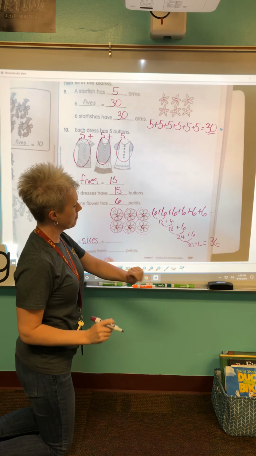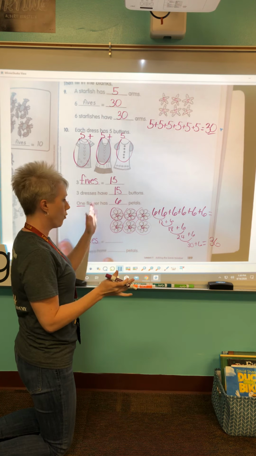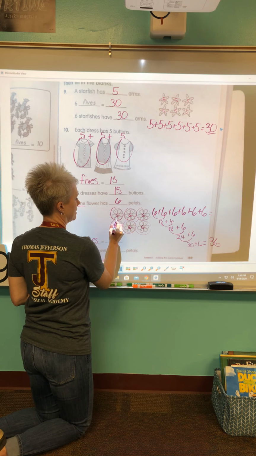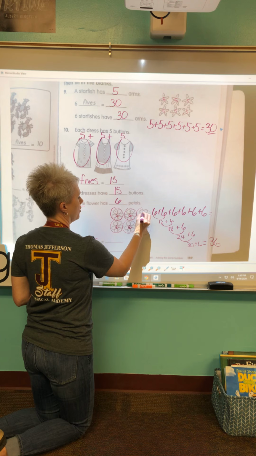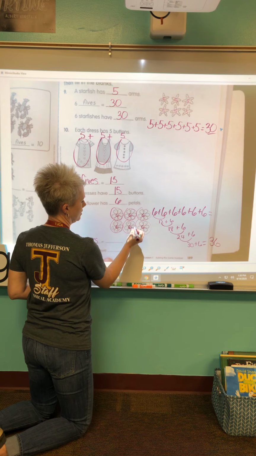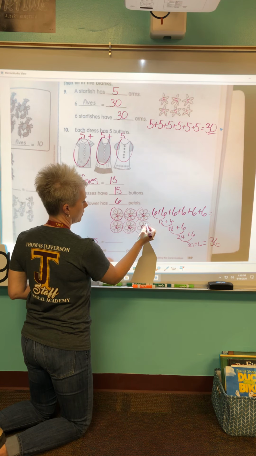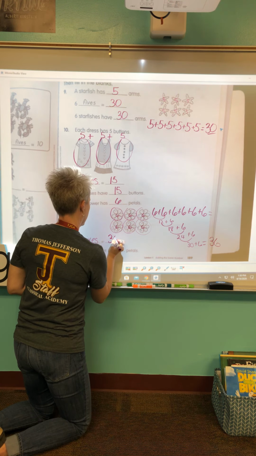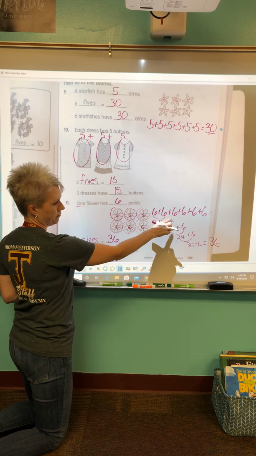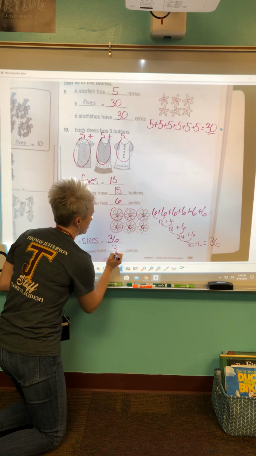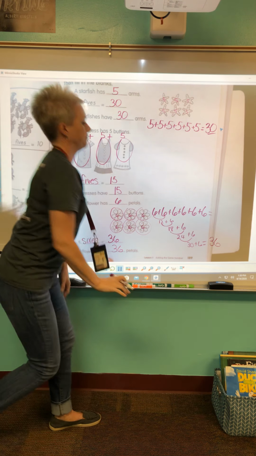If you add it up, that's one way, or we can go back and count all of our petals. 1, 2, 3, 4, 5, 6, 7, 8, 9, 10, 11, 12, 13, 14, 15, 16, 17, 18, 19, 20, 21, 22, 23, 24, 25, 26, 27, 28, 29, 30, 31, 32, 33, 34, 35, 36. 6 sixes equals 36. 6 flowers have 36 petals.